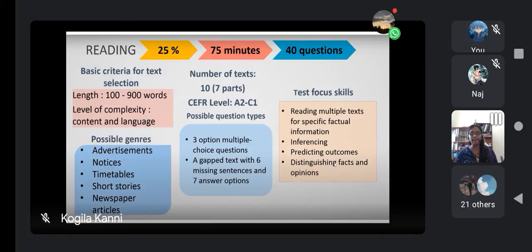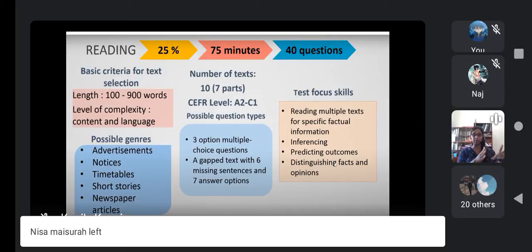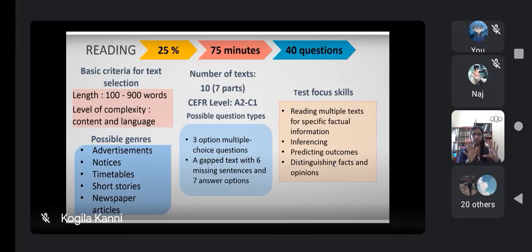Now you'll have 7 parts. You have 10 texts. Part 1 is multiple matching. That means you'll have 3 short advertisements, maybe 3 hotel advertisements. It could be anything. You'll have 3, and then maybe 4 questions over there, and you'll have to match for the questions. It's the easiest part, I think B2 level questions. It's a basic user question. You should get all correct in that part 1.